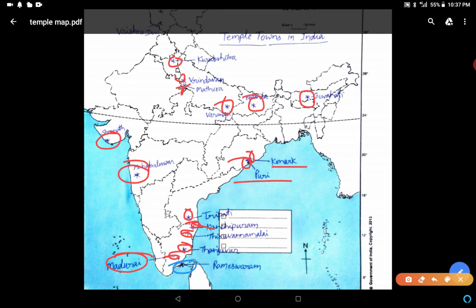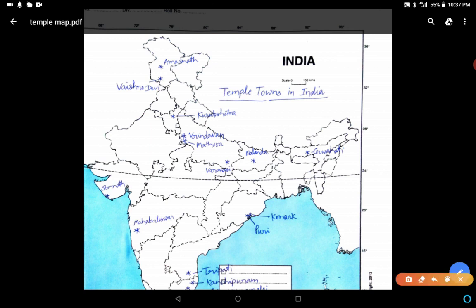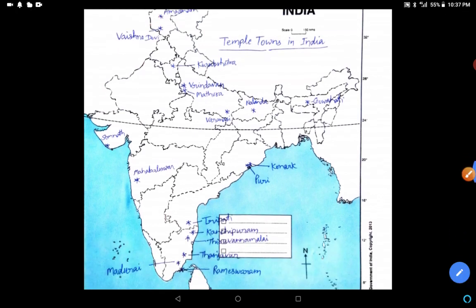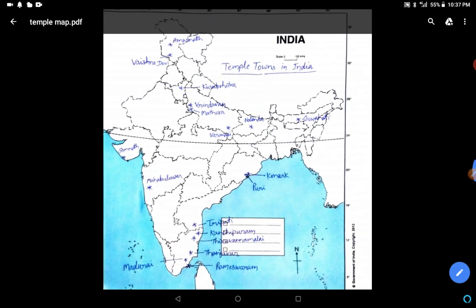Nalanda, an old center. After that, in northern India, Vaishno Devi, Jammu and Kashmir, Amarnath also in Jammu and Kashmir. So dear students, see this map very carefully, and you have to fill the map like this with the help of this map by watching this video, and you have to understand the location of all the temple towns.